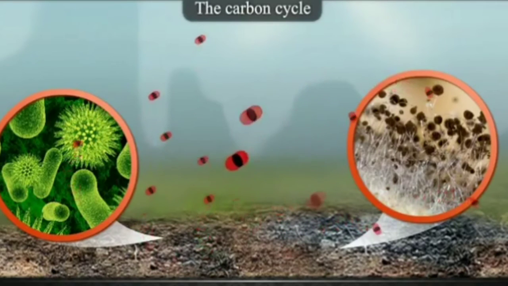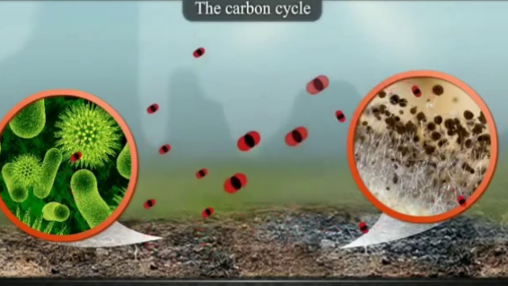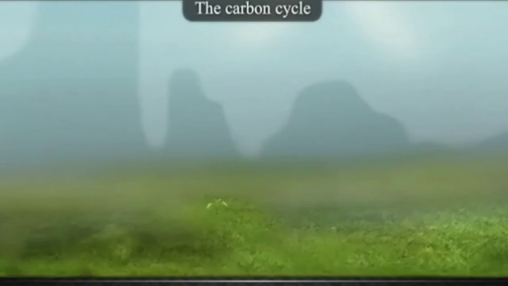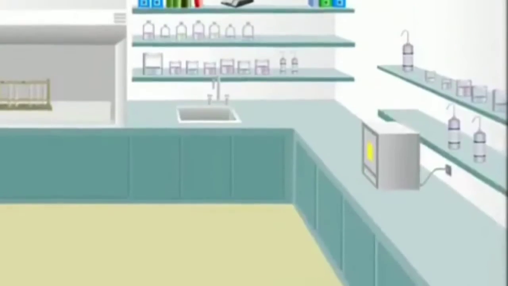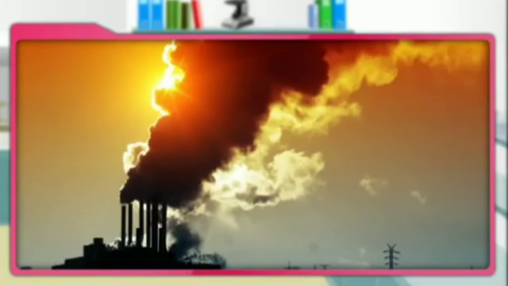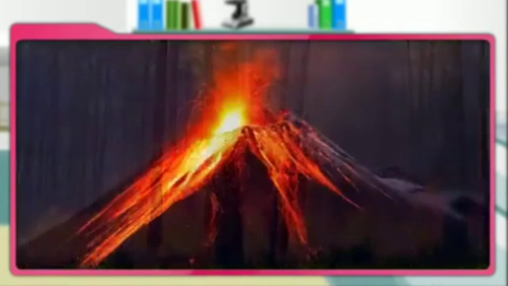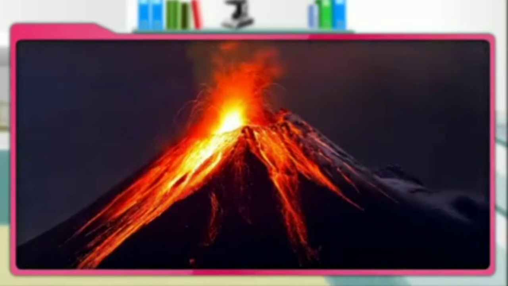After the death of a living organism, carbon goes to the atmosphere and is again taken up by living organisms. Understood, children? Do you know this? Carbon dioxide is released into the atmosphere through abiotic processes like burning of fossil fuels and woods, forest fires, and also volcanic activity.